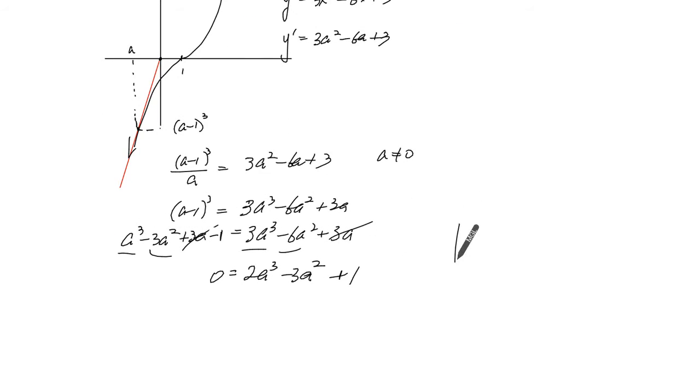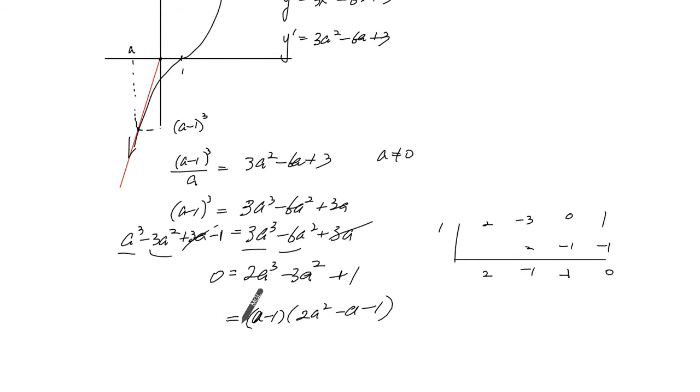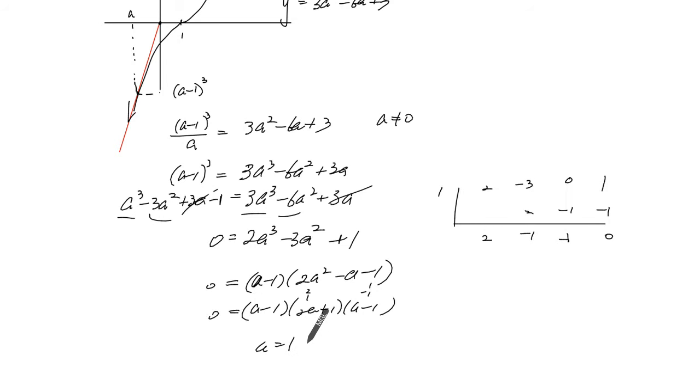So this is factorable using x equal to 1. So 2, negative 3, synthetic division here. Multiply, negative 1, add, multiply. So it factors to (a minus 1) and (2a squared minus a minus 1). This is factorable to (2a plus 1) and (a minus 1). So you get a is equal to 1 or a is equal to negative half.